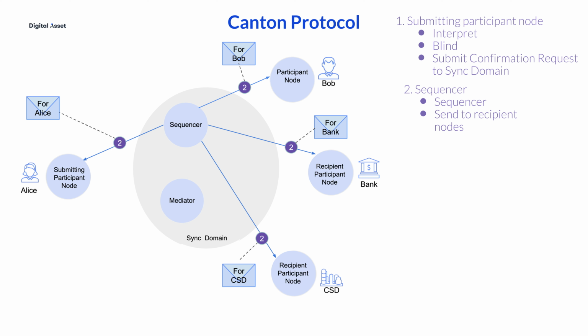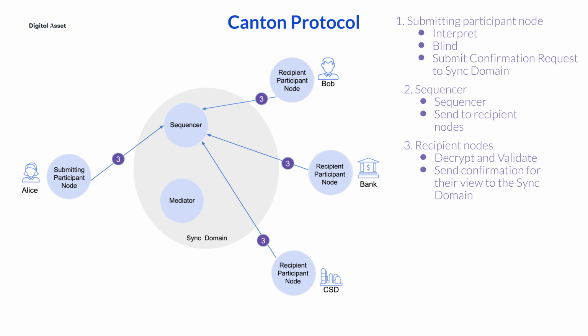It then forwards those individual views to the intended participant nodes where the recipient parties are registered. So, Alice's node gets the message marked for Alice, Bob's node gets the message marked for Bob, Bank's node gets the message marked for Bank, and the CSD's node gets the message marked for CSD. It also informs the mediator that a particular transaction will be validated and confirmed by certain parties and nodes. The recipient participant nodes decrypt and validate the new transaction against their own private contract stores. If they find the transaction to be valid, they send their confirmation to the mediator via the sequencer.